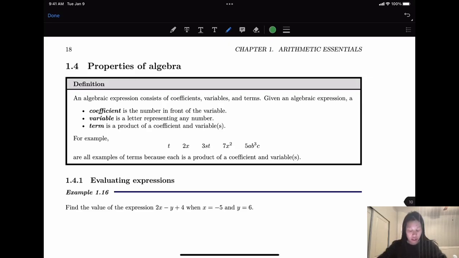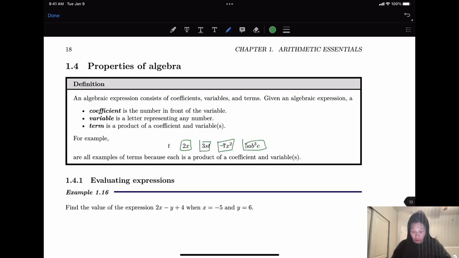So coefficient is the number in front of the variables, and variable is the letters. Usually we see x, y, z, a, b, c. Those are variables. A term is the product of a coefficient and a variable. So this whole thing together is a term, sometimes with a negative symbol. So this is one term, this is one term.